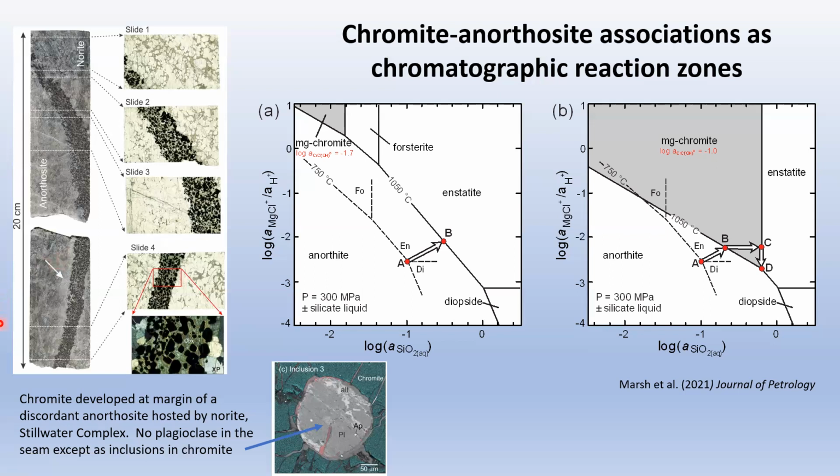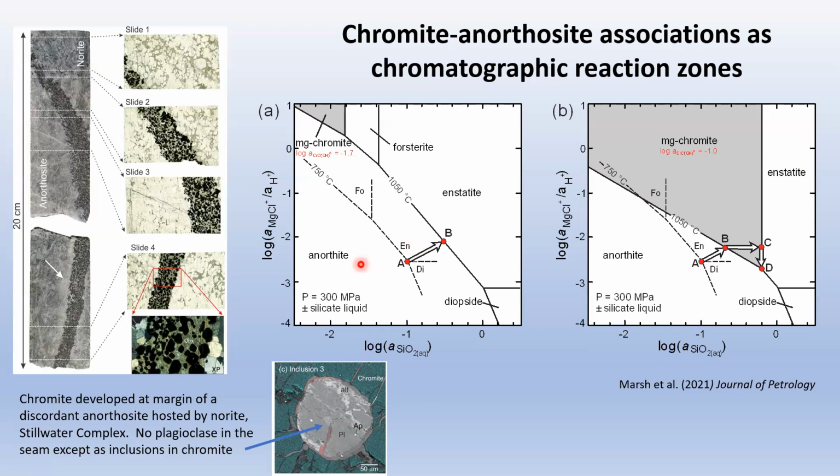Some of the interesting things about this is that there's no plagioclase in the seam. A lot of plagioclase over here in the anorthosite, a lot of plagioclase over here in the norite, but no plagioclase at all in the seam, except for a little bit of rounded plagioclase found as inclusions in some of the chromite. The principle behind this is shown on these two activity diagrams. You never see activity diagrams much when we're talking about layered intrusions, except perhaps from my group, but they're what you would use if you think a fluid is driving the mineral assemblage that you have.